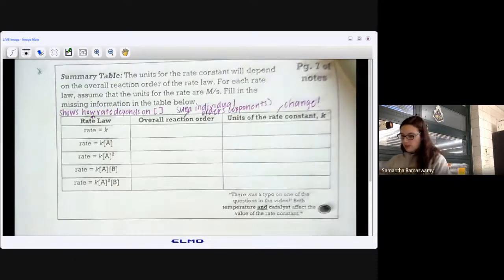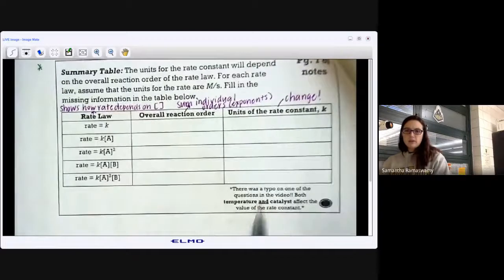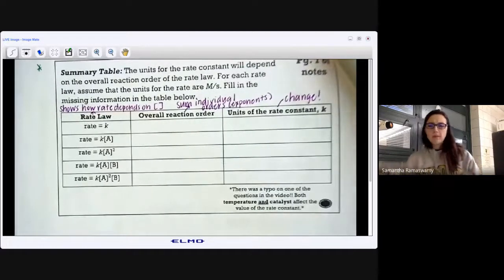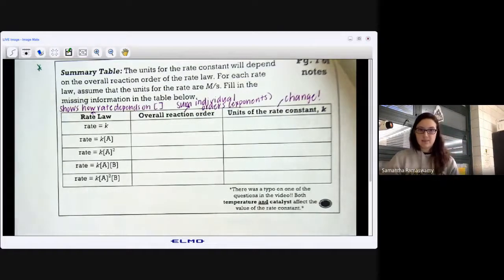Now, I do want to point out one thing. There was a typo on one of the questions in the video. Both temperature and catalyst affect the value of the rate constant. I think it was one of the check mark boxes, and temperature and catalyst should have both been checked. If you're only changing concentration, the rate constant stays the same. It's a constant, but the only things that can change the rate constant are temperature and changing a catalyst.